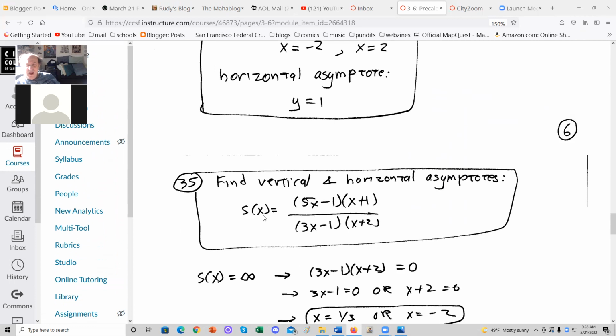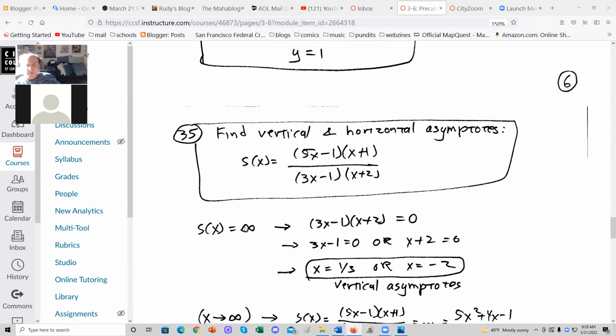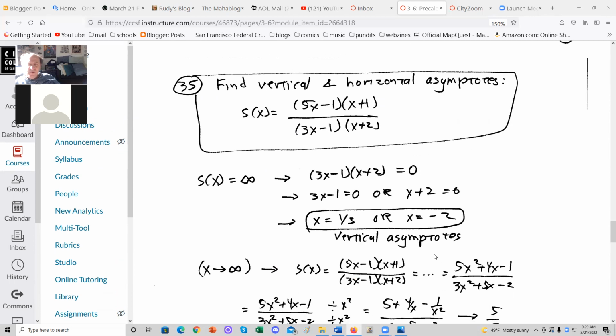Now here we have a complicated expression. Find the vertical and horizontal asymptotes. Okay, the vertical asymptote is where the function is infinity. Well, that's when the denominator is 0. So (3x minus 1) times (x plus 2) equals 0. It's already all factored out, so that's easy enough. Either 3x minus 1 is 0 or x plus 2 is 0. This is when x is a third or when x equals -2. Those are the vertical asymptotes.